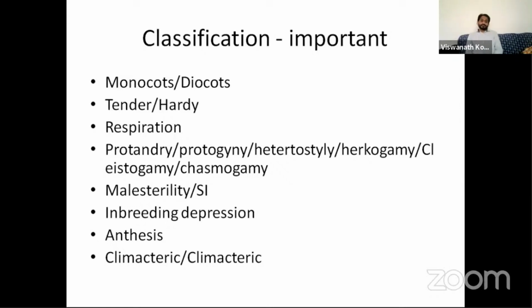So in any objective book, in the beginning there is a classification like this. So you go through the classification, that is very important. A good number of questions come from this classification.